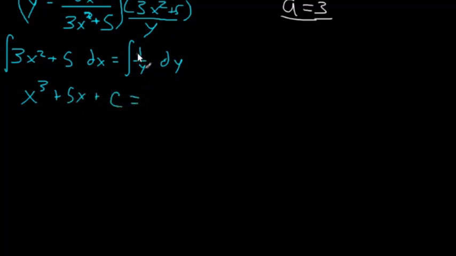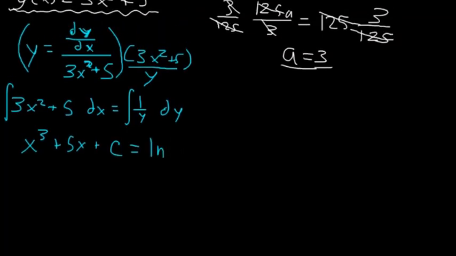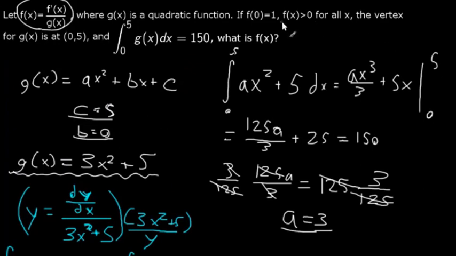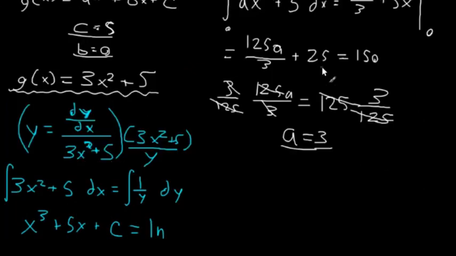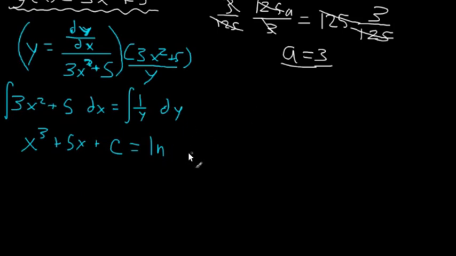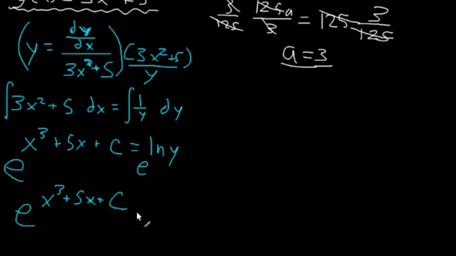And then on this side, the integral of 1 over y dy is just the natural log of the absolute value of y. But we're given up here that f of x is always greater than 0, which means that we don't need the absolute value. We know that it will always be positive. So we can just have the natural log of y here. And so we are getting close to finishing this problem. We will now raise both sides to a power of e. And so on the left side we will just have e to the x cubed plus 5x plus c, and on the right side we will have e to the ln, or just y.